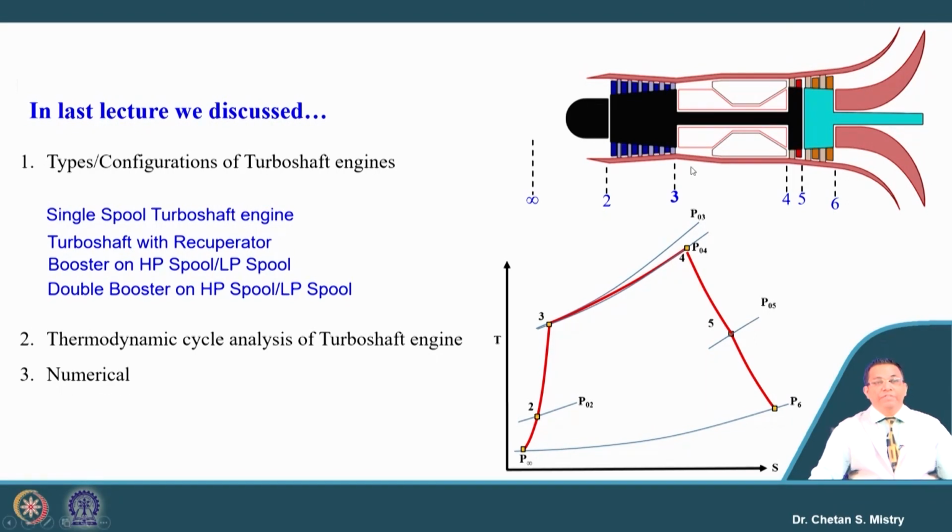Here in this case, if we look at the diagram, we can say it is a 2 spool configuration. Sometimes people also say single spool configuration, where the HP turbine is connected with the compressor, and we have an additional turbine, which we have defined as a free turbine or power turbine. The purpose of this turbine is to generate the shaft power. So, we have discussed all this in the last lecture.